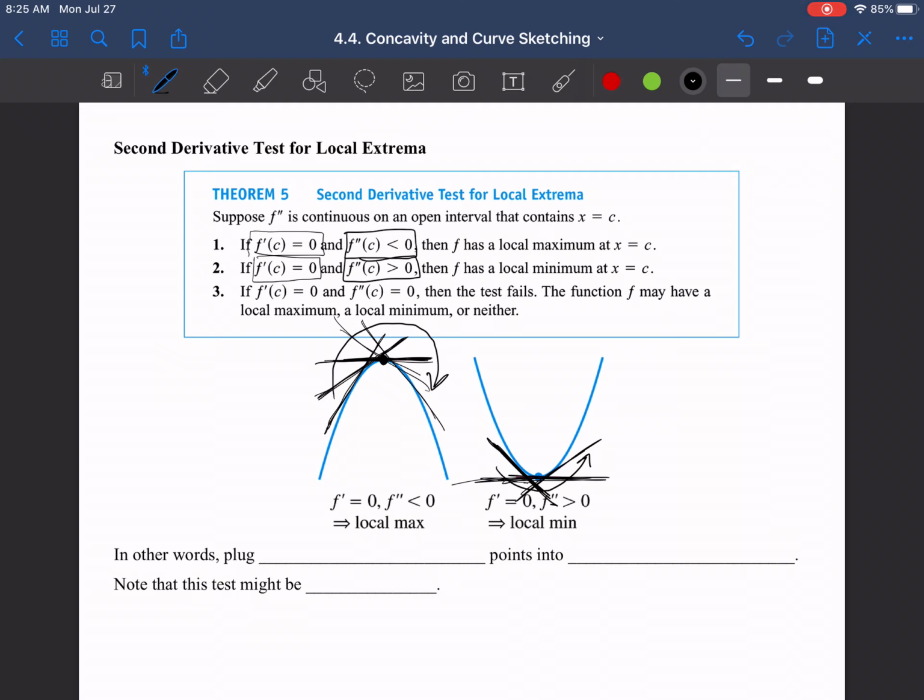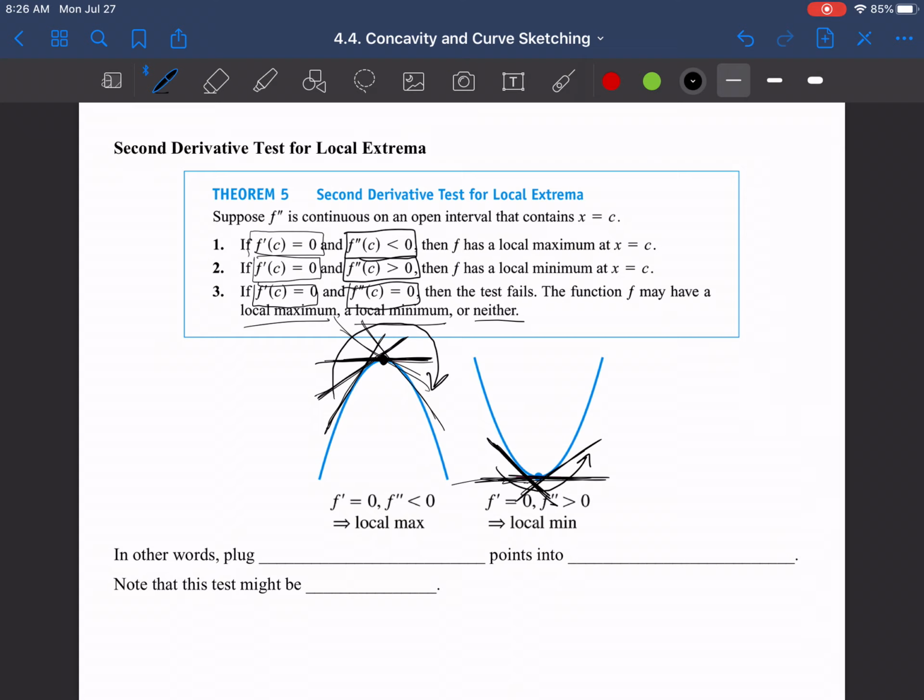Here, the third thing you have to look out for, though, is if the first derivative is 0 at that point, and the second derivative is 0 at that point, then the test fails. Then it fails. We don't know. We don't know if we have a local maximum, local minimum, or neither. And you have to do further investigation by looking on either side of the point to see what's going on.